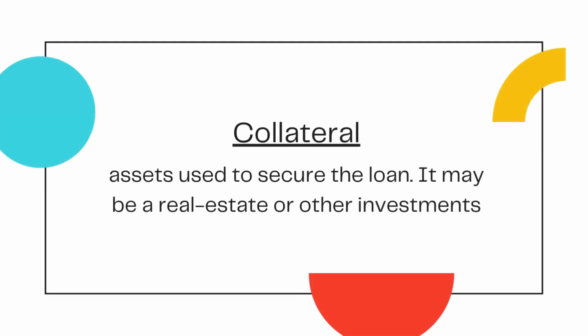Okay? Next is the collateral, assets used to secure the loan. It may be real estate or other investments. So collaterals are assets that can secure a loan. If a borrower cannot pay the loan, the lender has a right to the collateral. The most common collaterals are real estate properties. For business loans, equipment, furniture, and vehicles may also be used as collaterals. Usually the loan is secured by the property bought.